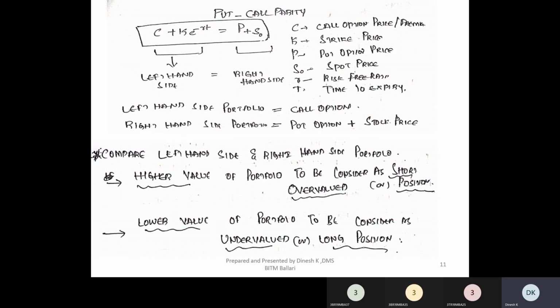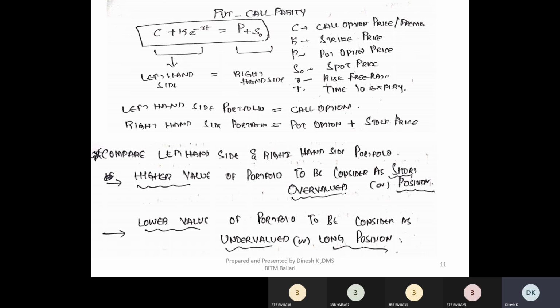Okay. Before that, I'll give you once again a brief idea about put call parity and how exactly the arbitrage can be carried out here. The put call parity equation is C, the call price, plus K, the exercise price, multiplied by e to the power of minus RT, equals P plus S naught. So this is the left hand side portfolio and the right hand side portfolio. You have 2 portfolios here, right?